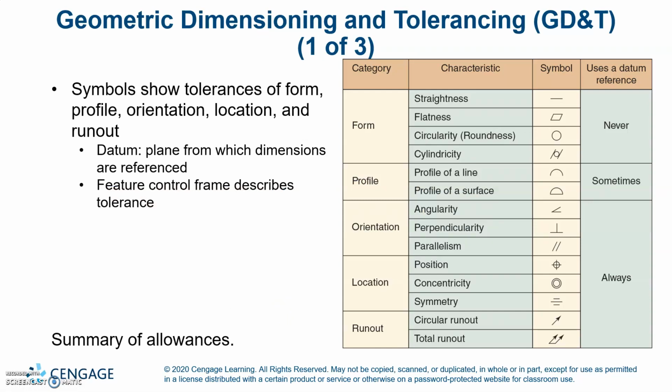Alright, GD&T, or geometric dimensioning and tolerancing symbols, show tolerances of form, profile, orientation, location, and runout. Datum plane from which dimensions are referenced. Feature control frame describes tolerances. So those are your different symbols that y'all need to kind of remember.